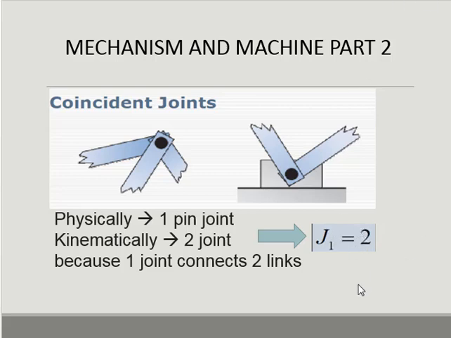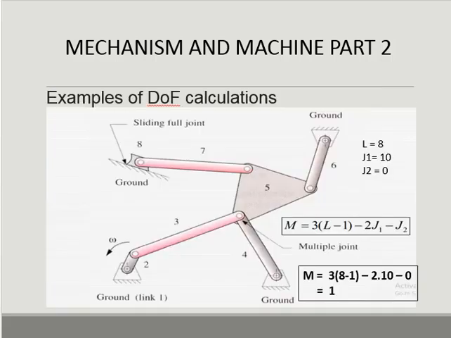For G1 we can say this is a special joint, one pin joint physically, but kinematically it has 2 joints, because one joint connects 2 links together. So for G1 we can say it has 2 joints. Okay, this is a sample for the degree of freedom calculation.